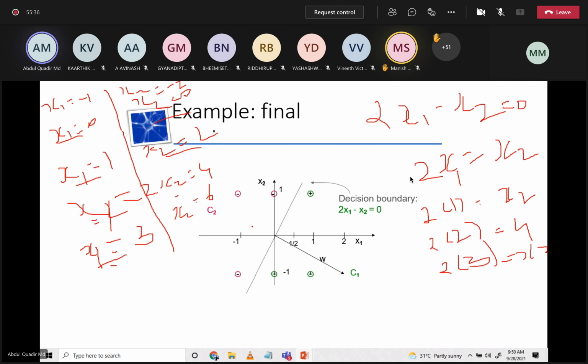So what am I doing? Can you see this line? This is the line I'm getting. This is the decision boundary where I am able to classify my positive and the negative. On this side I'm able to classify it as negative, and on the other side as positive, a linearly separable line. Is that clear, students? Hello? For the OR function.